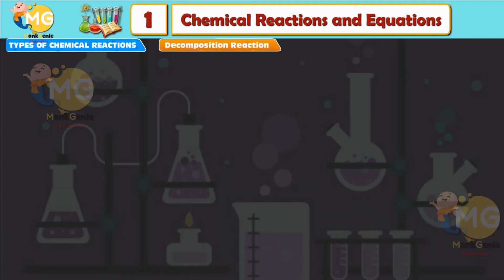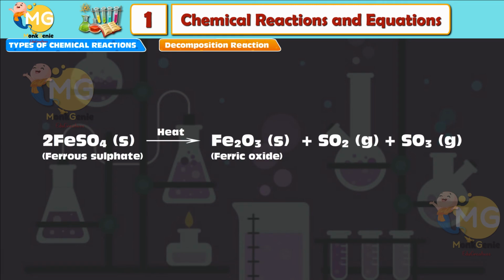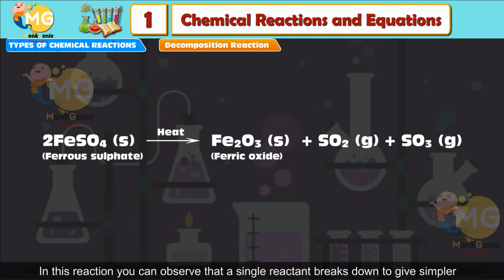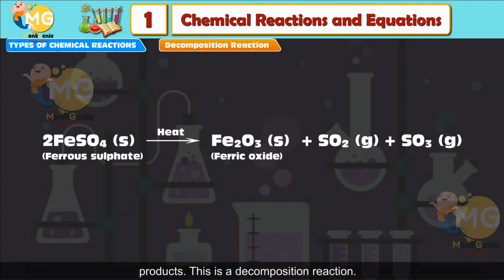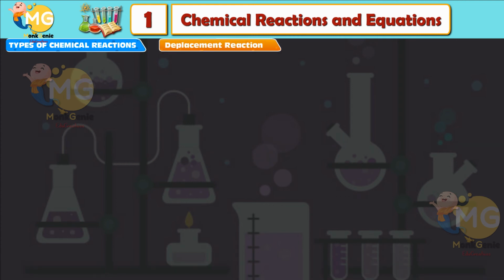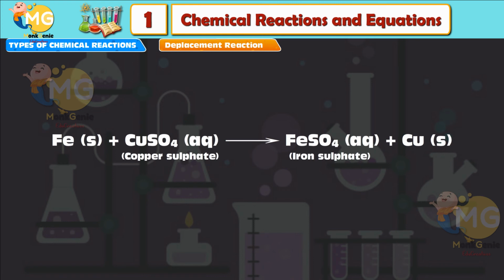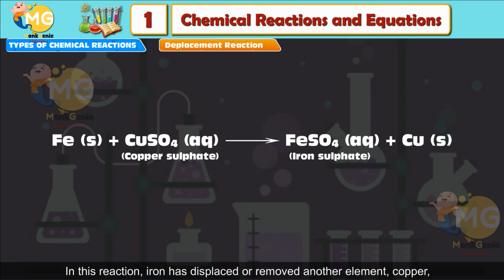Decomposition reaction. 2FeSO4 (ferrous sulfate), on heating, gives Fe2O3 (ferric oxide) plus SO2 plus SO3. In this reaction you can observe that a single reactant breaks down to give simpler products. This is a decomposition reaction. Displacement reaction. Fe plus CuSO4 (copper sulfate) equals FeSO4 (iron sulfate) plus Cu. In this reaction, iron has displaced or removed another element, copper, from copper sulfate solution. This reaction is known as a displacement reaction.